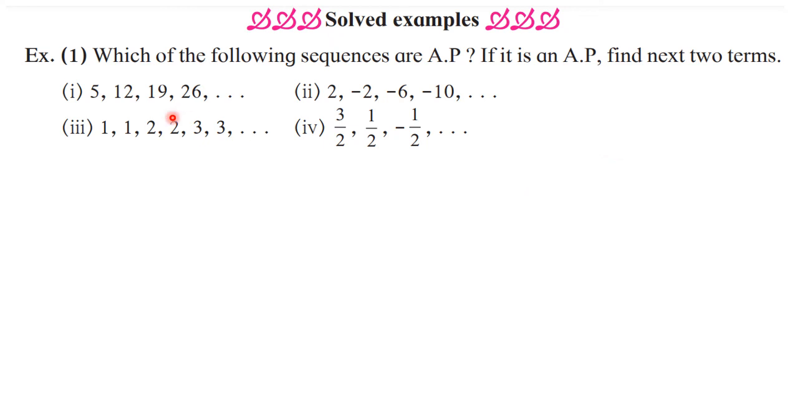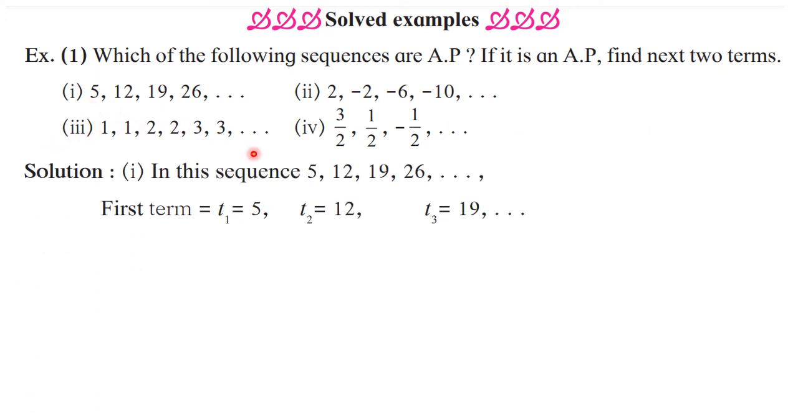Okay, so here what is asked is, which of the following sequences are AP? If it is an AP, find the next two terms. So the question can be asked for 1 mark also, only to decide whether it is an AP or not, or it can be asked for 2 marks also, like here they have asked to find the next two terms. So let's see the first one.